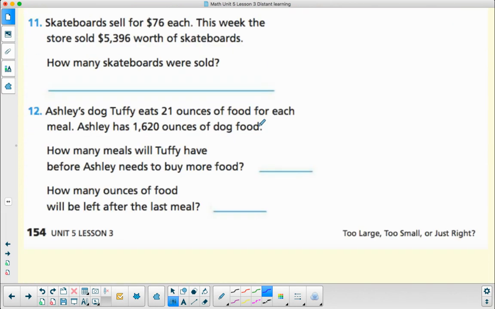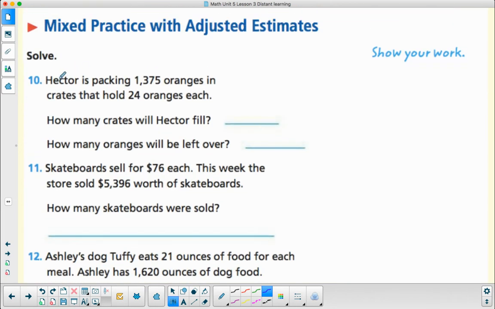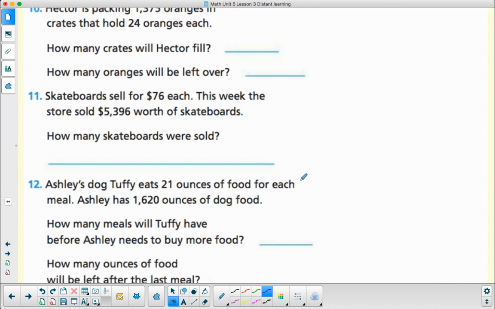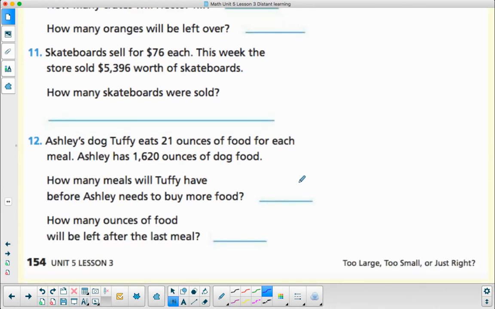So go ahead and follow these. Number 10, Hector is packing 1,375 oranges in crates that hold 24 oranges each. Tell how many crates he will fill. Tell how many oranges he'll have left over. Go ahead and do this page.